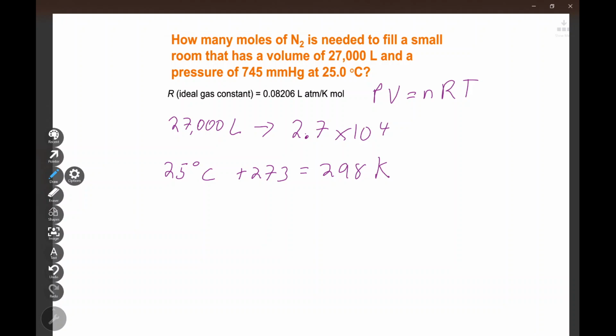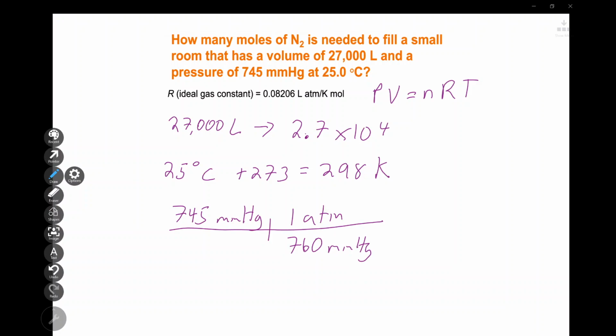The next one, our temperature. We need to convert temperature in Celsius to temperature in Kelvin. So we'll just add 273. That gives us about 298. That's not a very good K, so make sure it's in Kelvin.